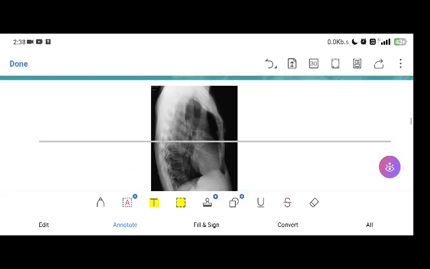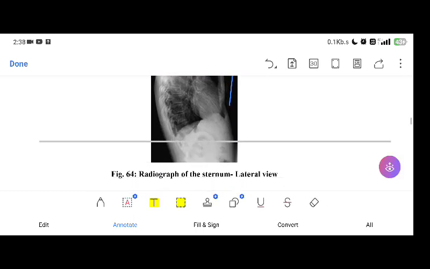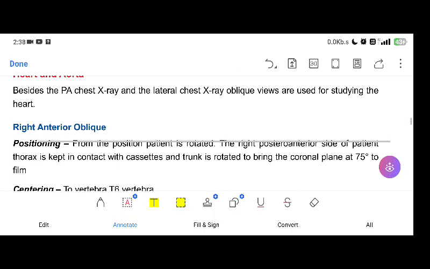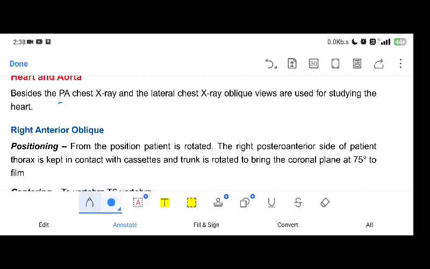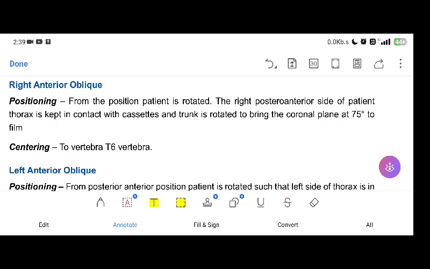Here we can see this is the sternum bone, and this is the sternum lateral view. For the heart and aorta, besides the chest PA X-ray and lateral chest X-ray, oblique views are used for studying the heart. First, the right anterior oblique view for the heart and aorta.